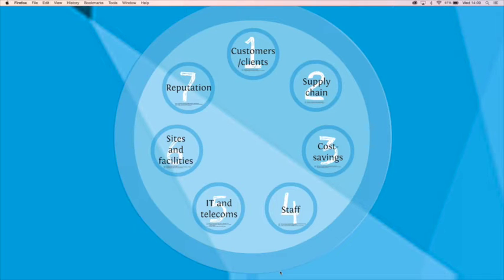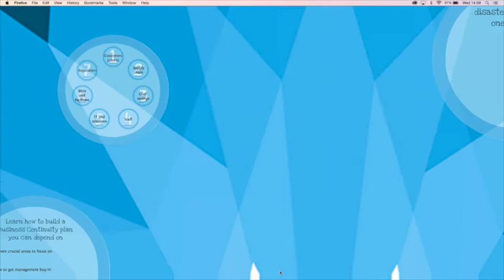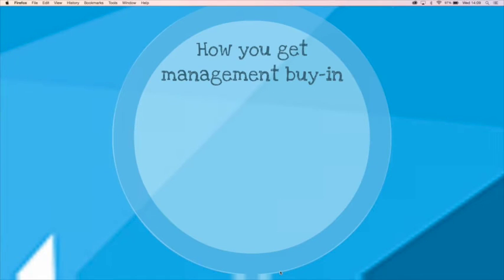The second of today's 4 topics is how to get management buy-in for your business continuity plan. And this sometimes isn't easy, which is surprising when you consider the constant stream of disasters all over the news. But securing senior management support doesn't have to be a struggle.